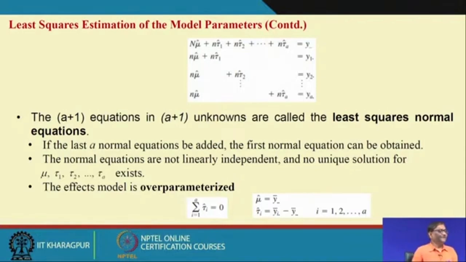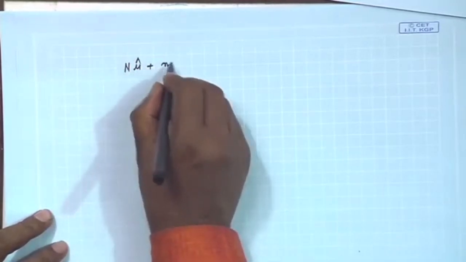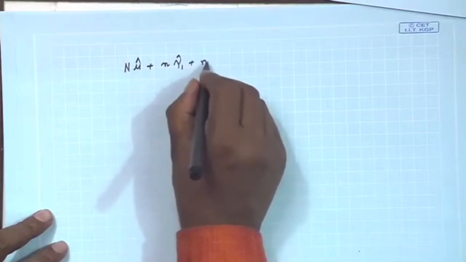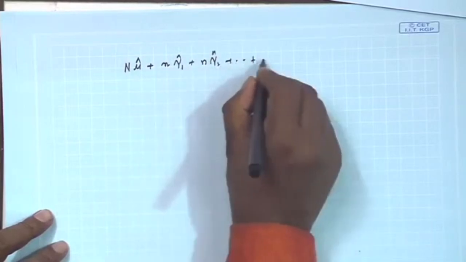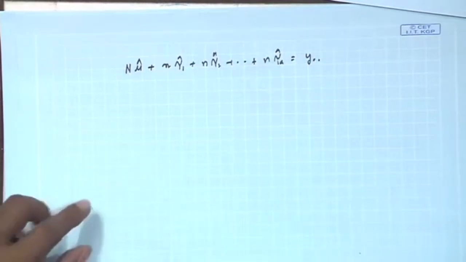So, as a result, what happened? You have a constraint. It is an over parameterized model. So, you have a constraint that sum of tau_i cap, i equal to 1 to a, equal to 0, this constraint. Using this constraint, and all these a plus 1 equations, you will be able to estimate the parameters. How? So, what we got: n mu cap, small n tau 1 cap, small n tau 2 cap, like this, small n tau a cap equal to y dot dot, that is the grand total.